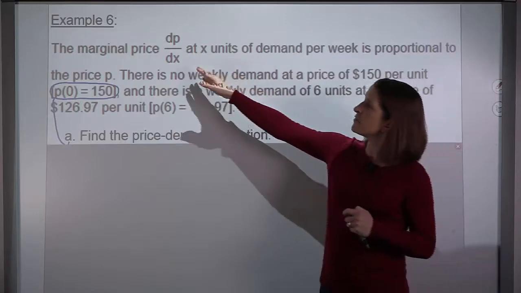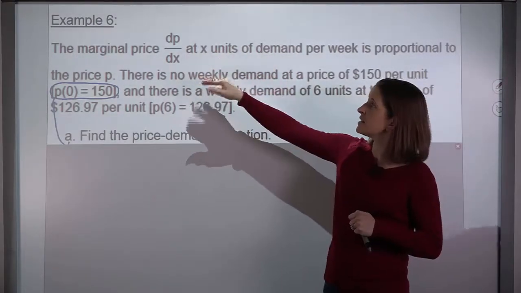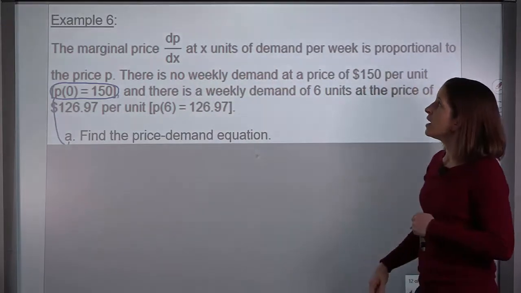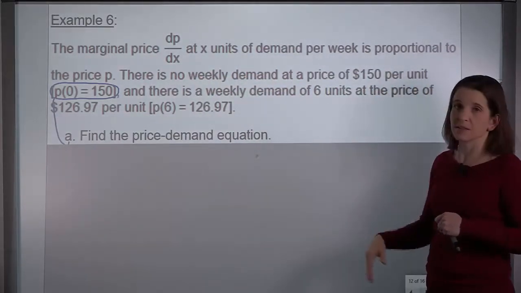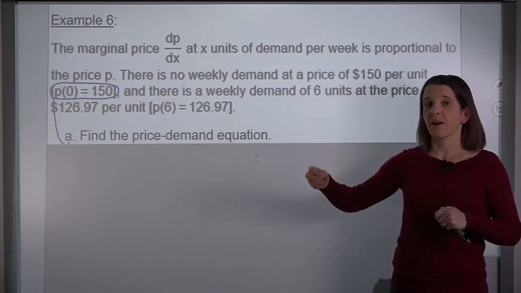So they tell me information about that marginal price, right? Marginal means derivative. So dp/dx, where x is the units of demand per week, and then of course p is going to be a price, it's going to be money. And so we have some facts about it.